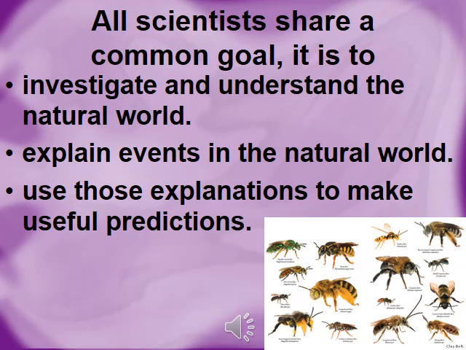Scientists are not evil like some would lead you to believe. Scientists just are curious people. They share a common goal: to investigate and understand the natural world, to explain events in the natural world, and use those explanations to make useful predictions. This picture is of a bunch of different species of bees. Why do we need bees? What happened if all the bees were gone?